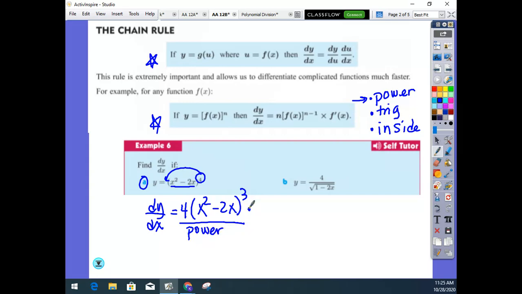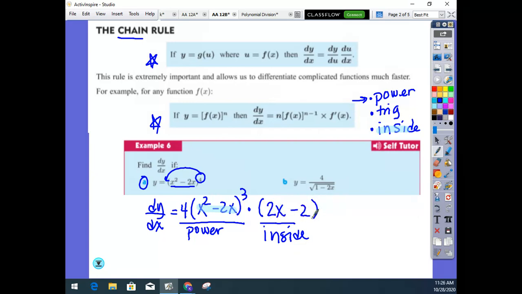Times, this is where we're going to chain it together. The chain rule, it's like a chain link fence. We're going to chain it together with multiplication. Now, we have to do the derivative of the inside. So this whole thing will be the inside. So the derivative of x squared is 2x minus 2. And that's all we're going to do with it. Power times the inside. Whatever you see going on in the equation, you've got to do derivatives of both of those.